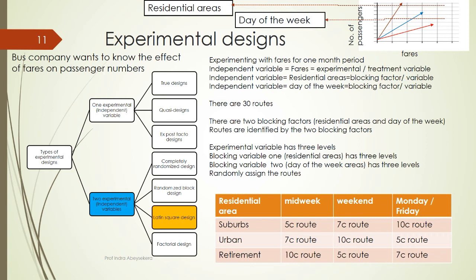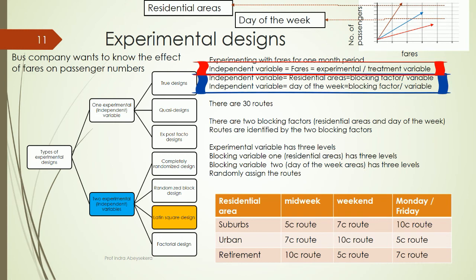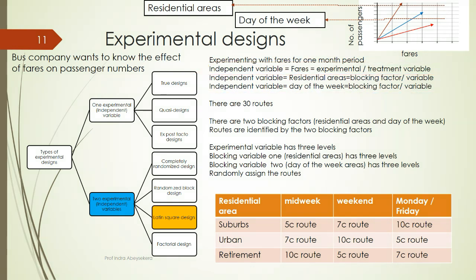The third is the Latin square design. In the Latin square design, there's experimental variable, which are the fares, but then there are two blocking factors. So in this instance, there's residential areas and then also day of the week. So we block those factors and then we allocate the fares to the matrix of the day against the residential areas, and then we look at the number of passengers in each matrix set.